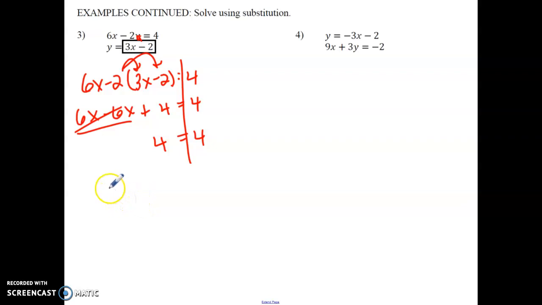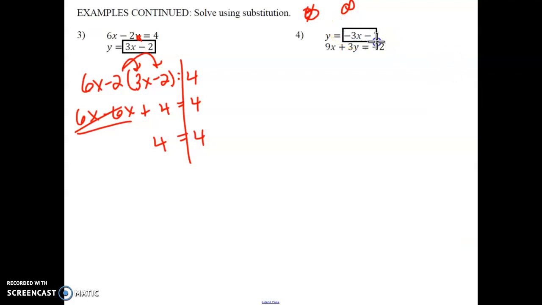Guess what? I don't have any x's or y's left. When that happens, I'm either going to have no solution or infinite solutions. We're going to talk about how to decide which one in a second, because I want you to see what happens on the next one.